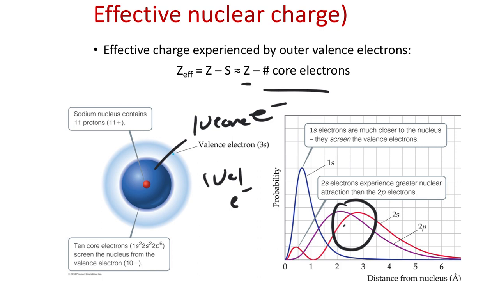And so those electrons can't really screen or shield each other that well. So they're going to be fighting for the nuclear charge with each other. That's why we take the core electron count and then subtract that off of the nuclear charge to come up with our way to approximate our effective nuclear charge.